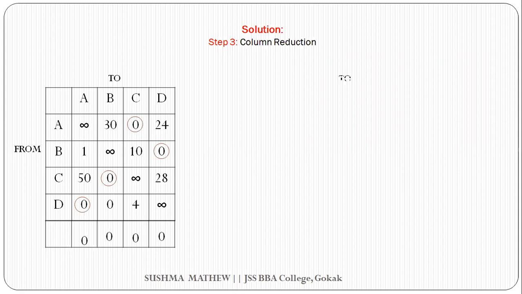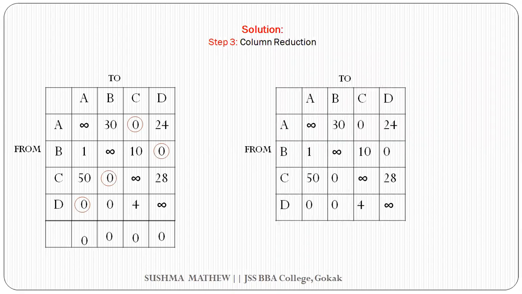That is 1 minus 0 is 1, 50 minus 0 is 50. So you will have an idea, anything minus 0 is the same number. So that means the matrix will be the same. This is what we have got now. It is called a reduced column matrix. Clear? Why is the matrix remaining the same here? Because all the minimum elements are 0. So anything which is reduced by 0, we have the same matrix.